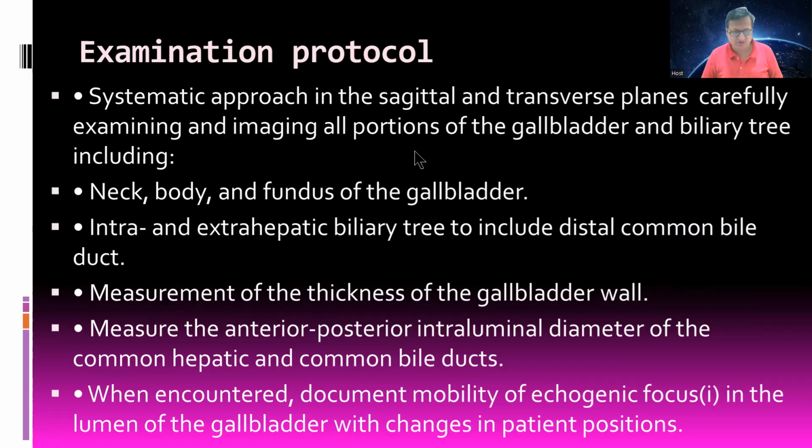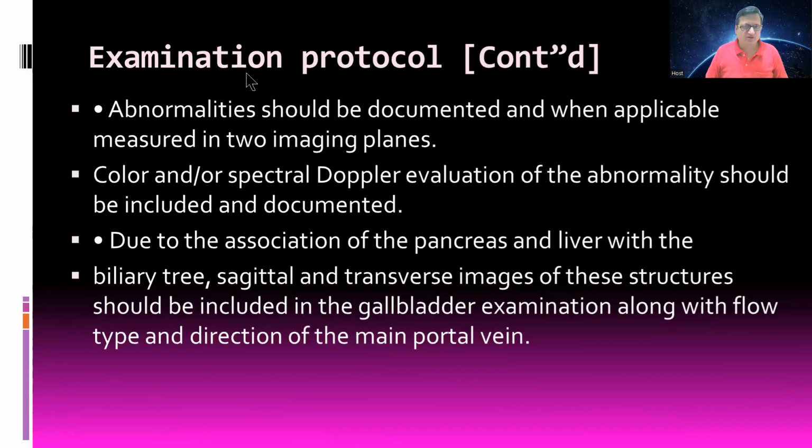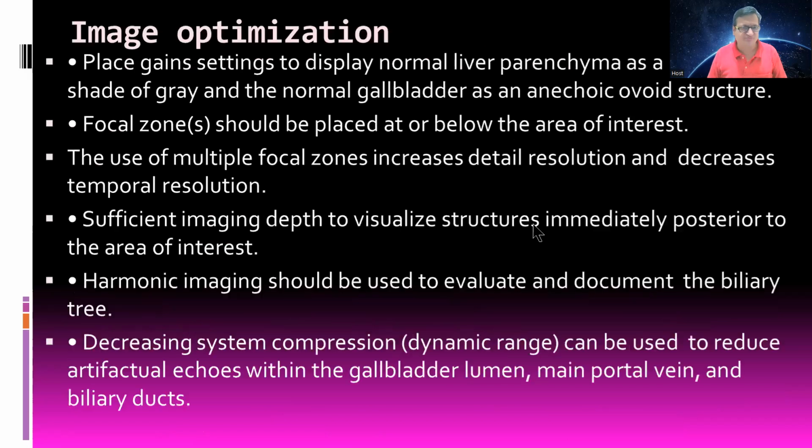When encountered, document the mobility of the echogenic focus in the lumen of the gallbladder with change in the patient position. Then abnormality should be documented and, when applicable, measured in two imaging planes. Color and spectral Doppler evaluation of the abnormality should be included and documented. Due to association of the pancreas and liver with the biliary tree, sagittal and transverse images of these structures should be included in the gallbladder examination along with flow, type and direction of the main portal vein.